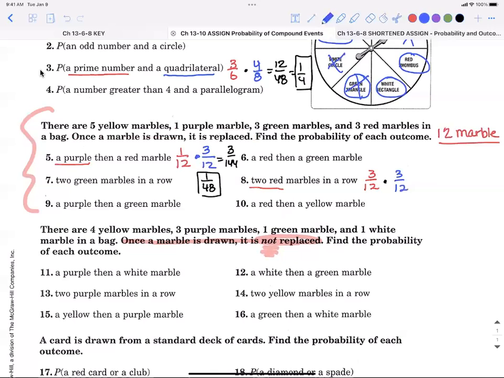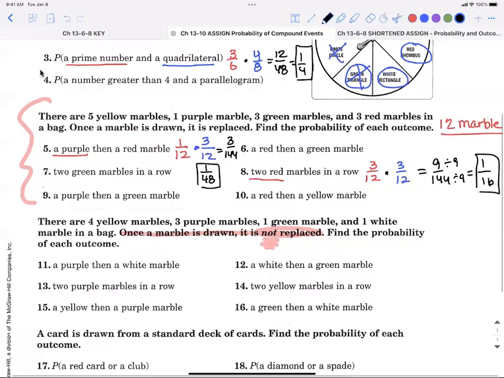Okay, so we multiply across the top, multiply across the bottom, and then we reduce that. Well, check it and see if you divide 144 by 9, they're both divisible evenly by 9. We get 1/16. Okay, are we good on that?